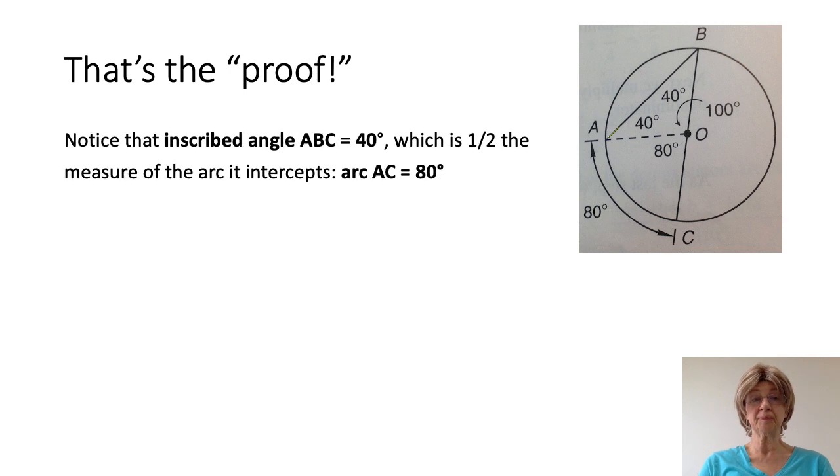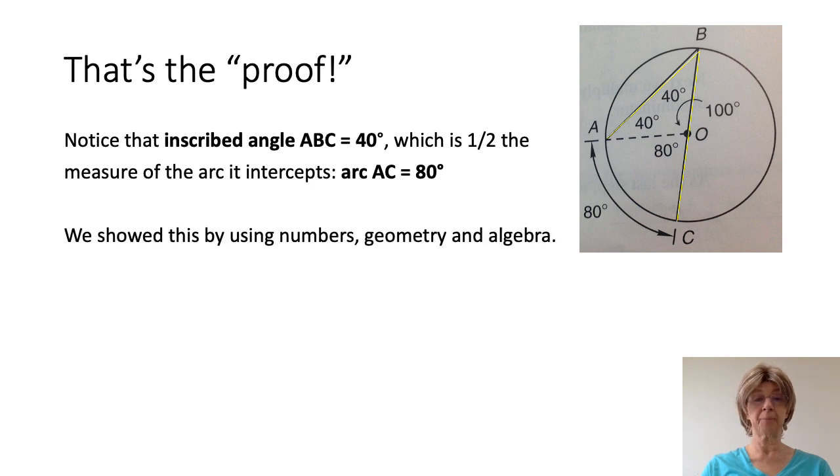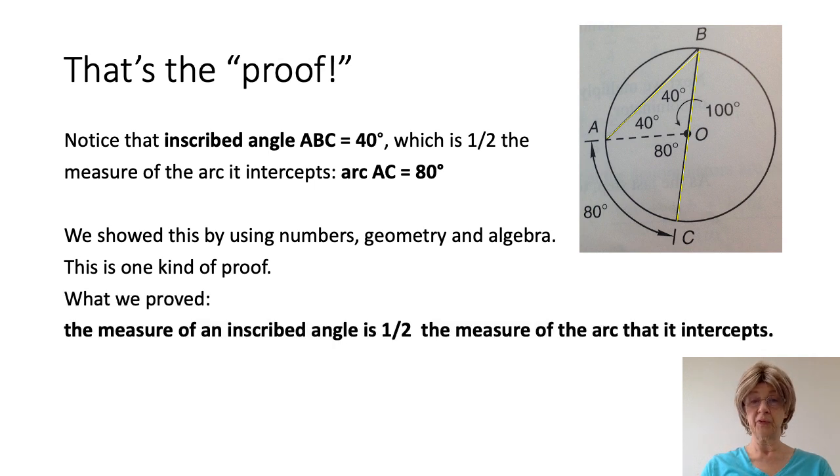That's the proof. Note that inscribed angle ABC equals 40 degrees, which is 1/2 the measure of the arc it intercepts, arc AC, which equals 80 degrees. We showed this by using numbers, geometry, and algebra. This is one kind of proof. What we proved: the measure of an inscribed angle is half the measure of the arc that it intercepts. QED, that's a Latin acronym for I proved it.